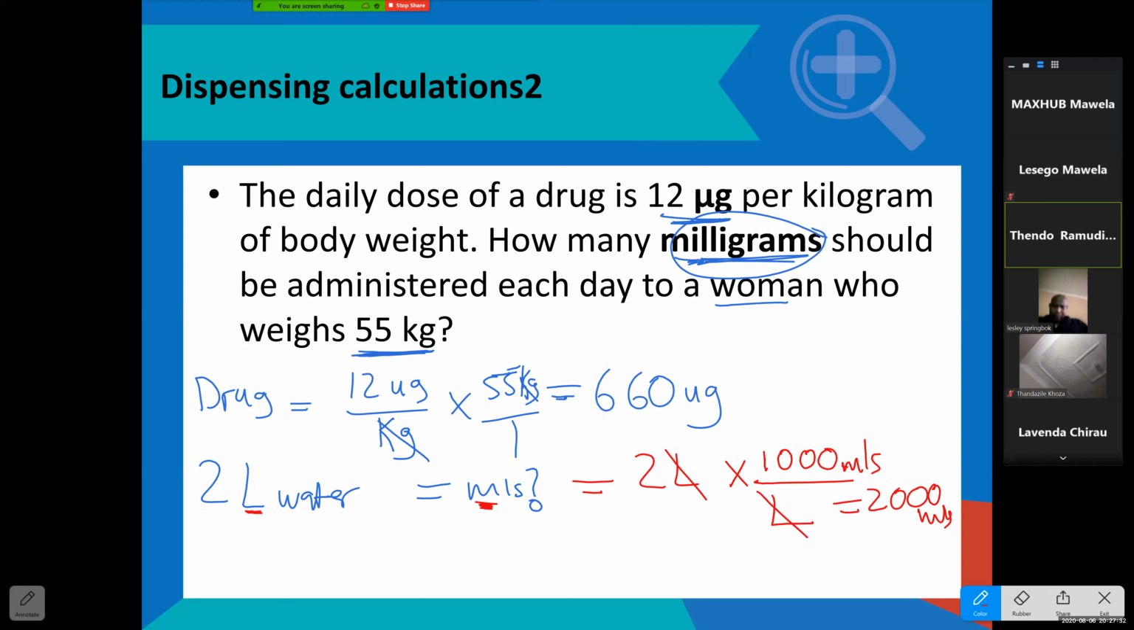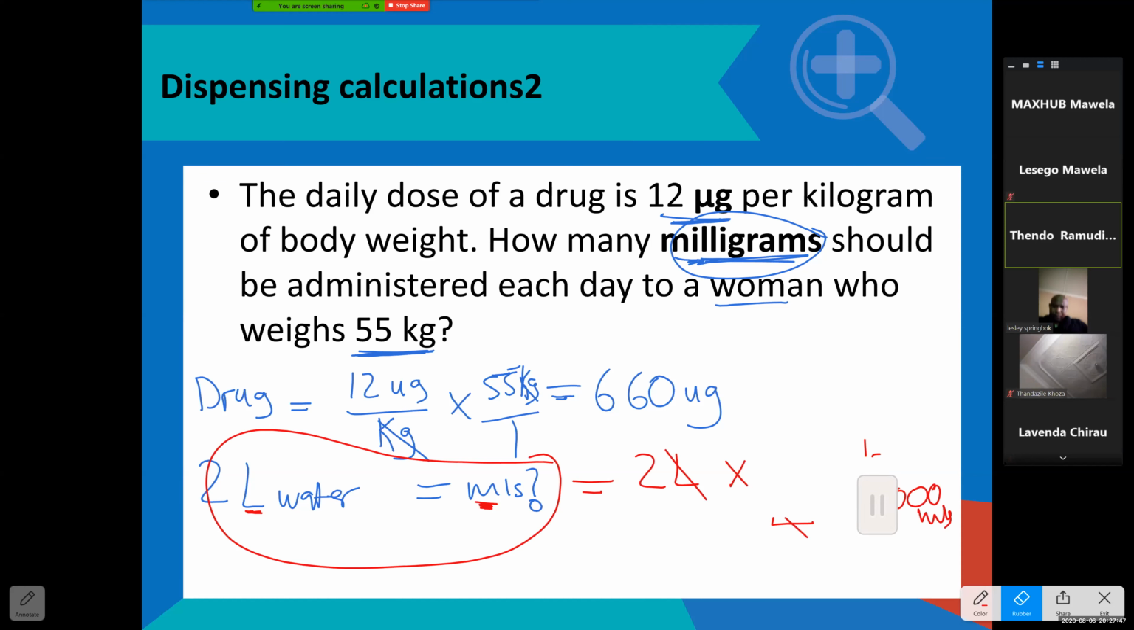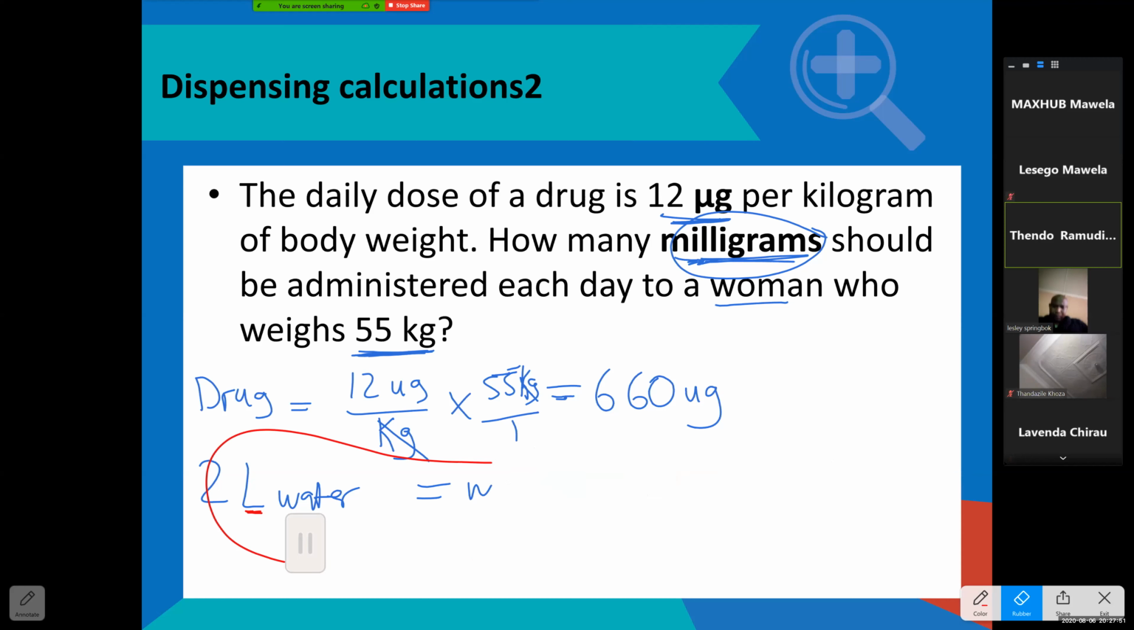So to answer this question, how many mils are there in 2 liters? The first thing is to determine the relationship between your mils and your liter, which is quite important, right? Now, coming back to our question at hand.